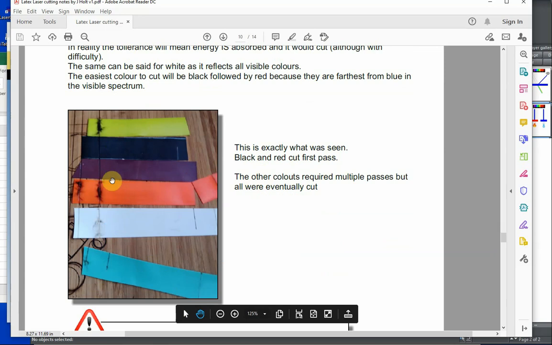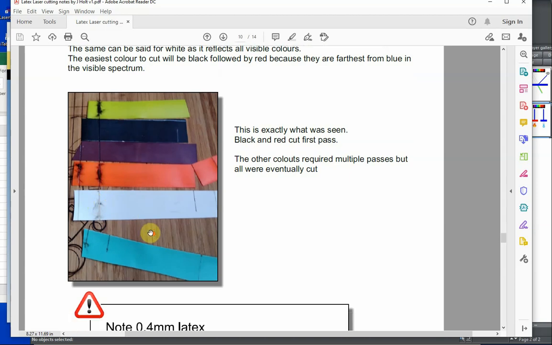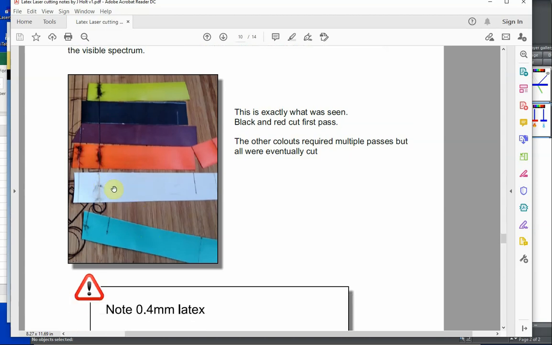saw. The red and black colours cut in one pass, literally just sliced through them. All the other colours took multiple passes, and the blues took longer. They did cut eventually, and the reason they cut is because of course they're never going to be the exact same colour as your laser, and your laser's got a tolerance anyway, so they will cut. They just take a lot more effort. So that absolutely proved what I was sort of saying.